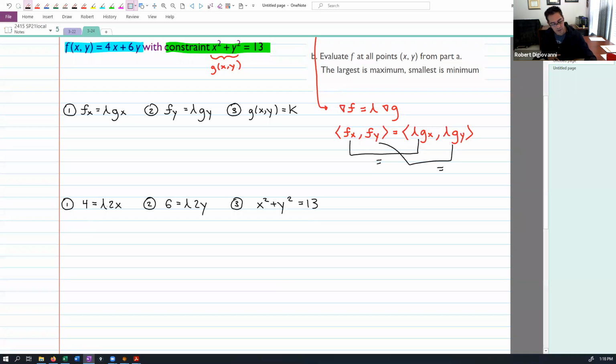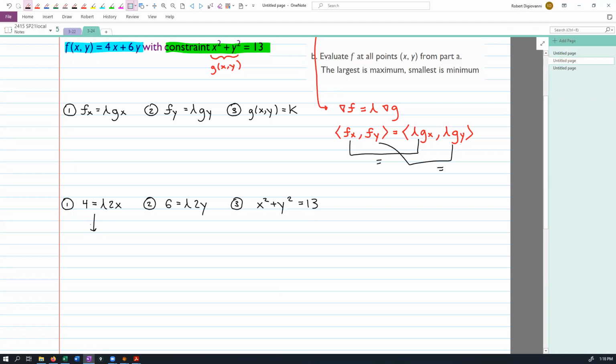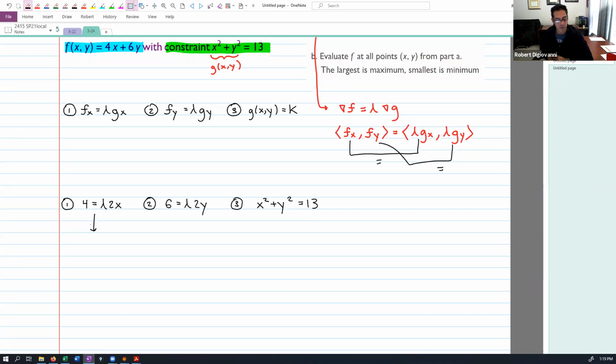So let's solve the first one for lambda. How would you get lambda here by itself? What would you do? Divide by 2x. Divide by 2x, right? Now, you have to be very careful here, because if you divide by 2x, you have to promise me that x will never be what? 0. I need to state that.